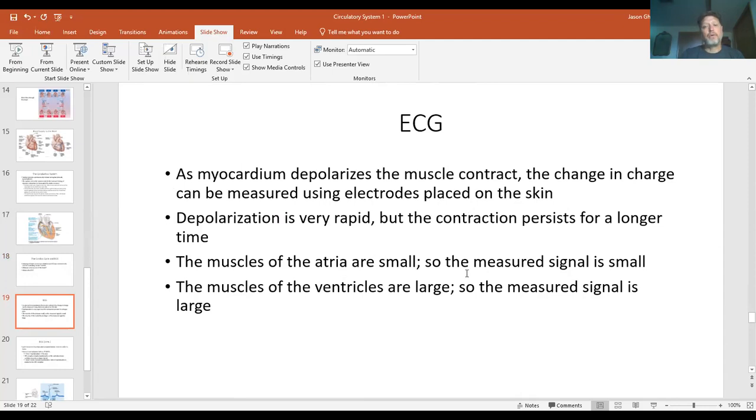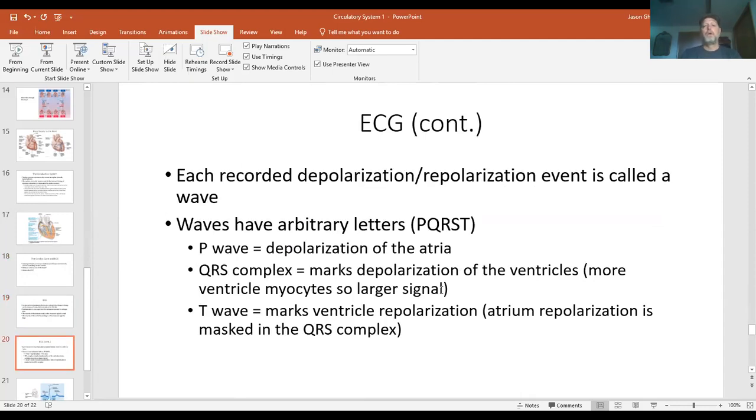Because the atria are small, it's a small signal, not a lot of conduction going on. The ventricles are larger, so we get a much larger conduction, and we see this on the EKG itself. So we record these depolarization and repolarization events, okay? And somebody named them PQRST, I have no idea who.